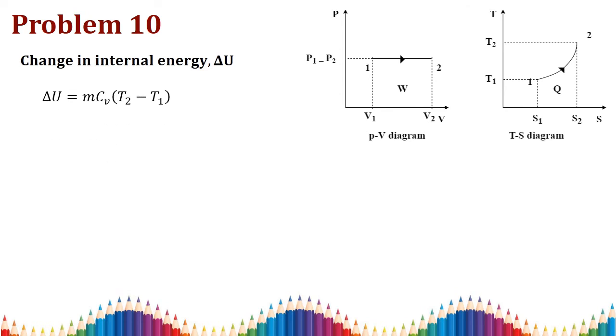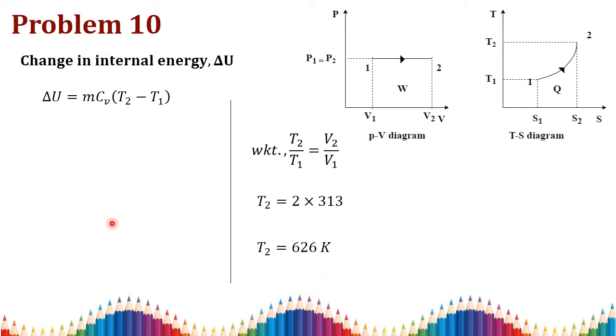Then change in internal energy, delta U. As a formula for a constant pressure process, delta U is equal to mCv into T2 minus T1. Here in the problem, T2 is not given in the question. So I am applying the PVT relation. As we all know, P1 V1 by T1 is equal to P2 V2 by T2. Pressure P1 is equal to P2, so cancelling both the terms, you can get this equation as T2 by T1 is equal to V2 by V1.